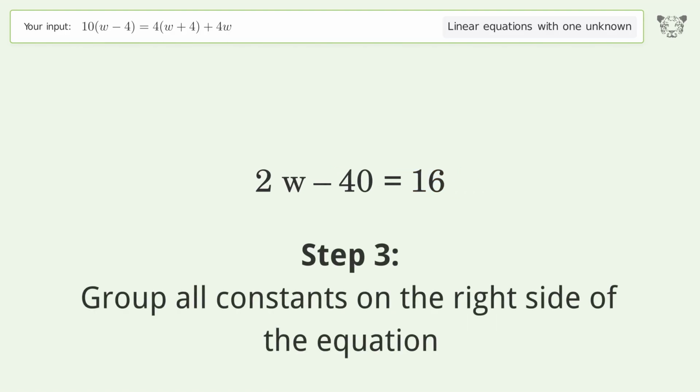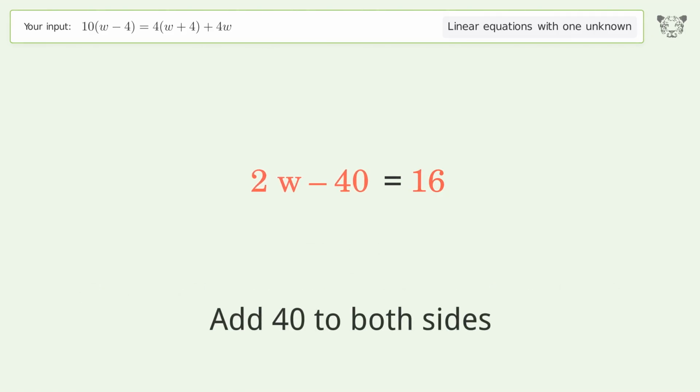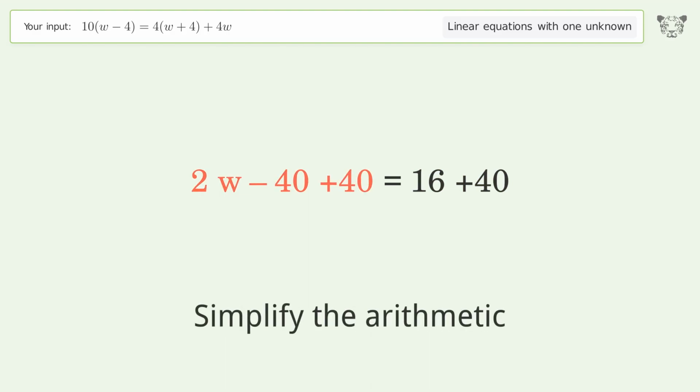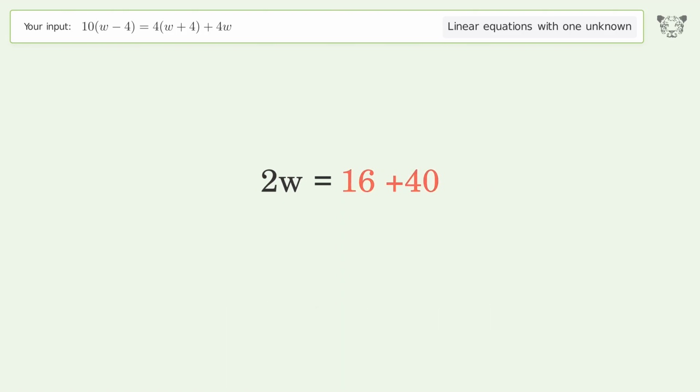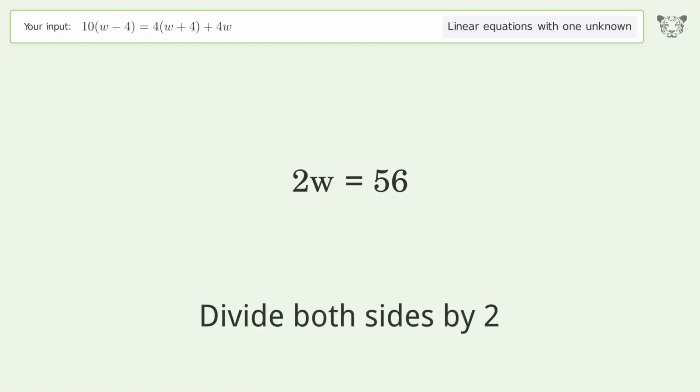Group all constants on the right side of the equation. Add 40 to both sides. Simplify the arithmetic. Isolate the w. Divide both sides by 2.